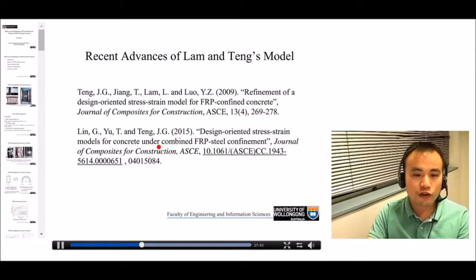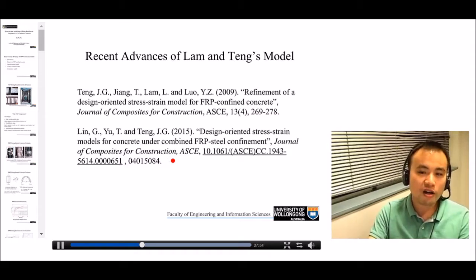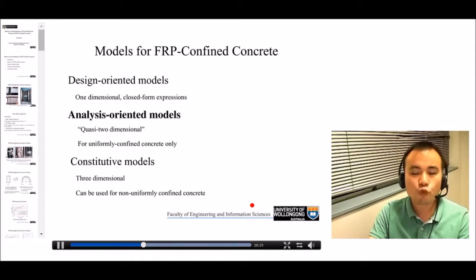We developed a design model for concrete under combined FRP-steel confinement. And this is the case for FRP strengthened reinforced concrete column. For that kind of column, because the concrete is not only under confinement from the FRP jacket, but also under confinement from the steel stirrup, that is a combined confinement. So we have developed a new model based on the original version proposed by Lemon 10 in 2003. And this model works particularly well for concrete under combined FRP-steel confinement.